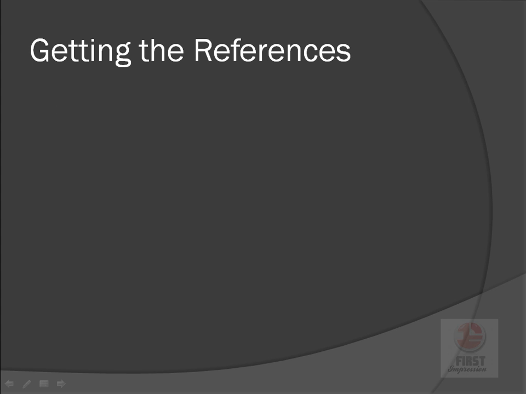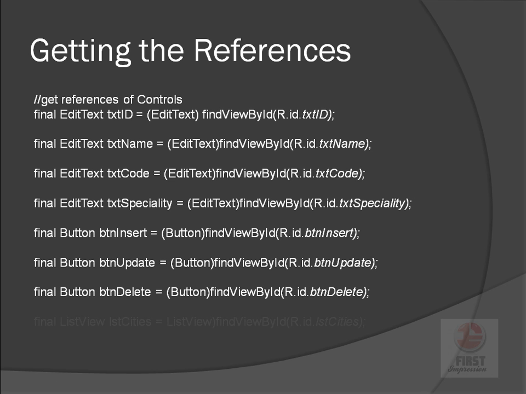Let's get the references of the controls. We have many controls, so let's get the references of them very quickly. We have the EditText of ID, the name, the code, the specialty. We have insert, update, delete, and we have the ListView for cities.